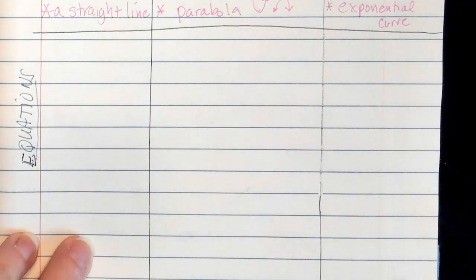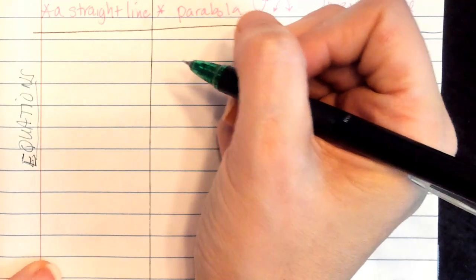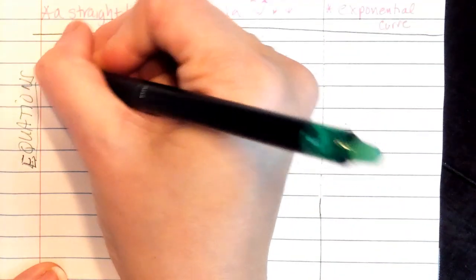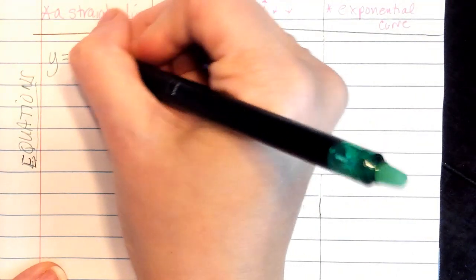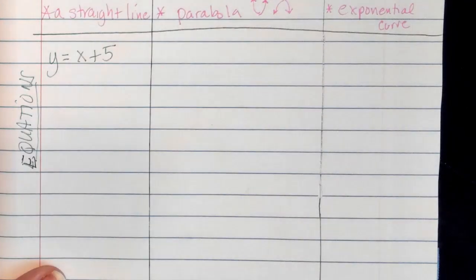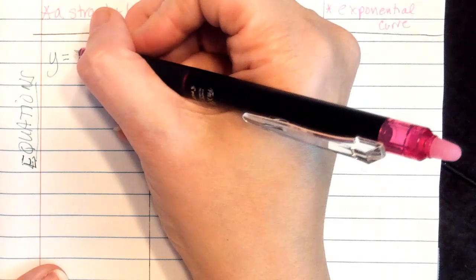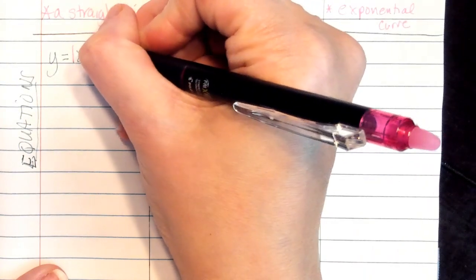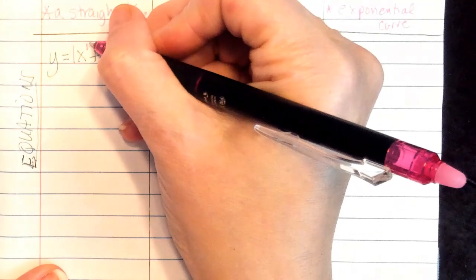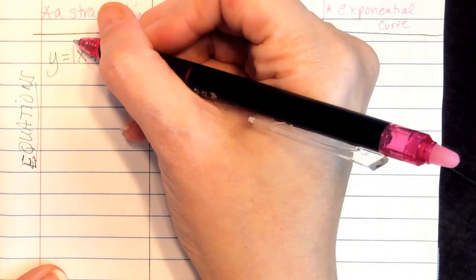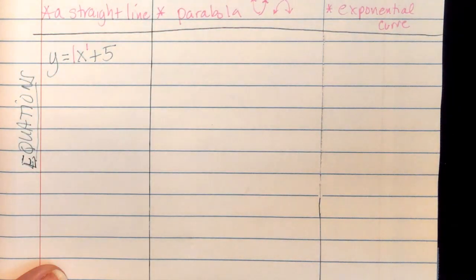Equations, okay? So for equations, an example of a linear equation might be y equals x plus 5, okay? Now I'm all about those invisibles, right? So if I added in my invisibles on this one, I would have an invisible 1 coefficient, invisible 1 coefficient and an invisible 1 exponent, okay?